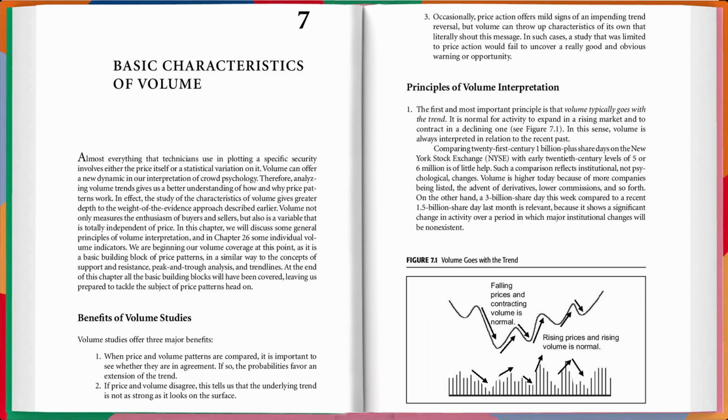Volume not only measures the enthusiasm of buyers and sellers, but also is a variable that is totally independent of price. In this chapter, we will discuss some general principles of volume interpretation, and in Chapter 26, some individual volume indicators. We are beginning our volume coverage at this point, as it is a basic building block of price patterns, in a similar way to the concepts of support and resistance, peak and trough analysis, and trend lines. At the end of this chapter, all the basic building blocks will have been covered, leaving us prepared to tackle the subject of price patterns head-on.